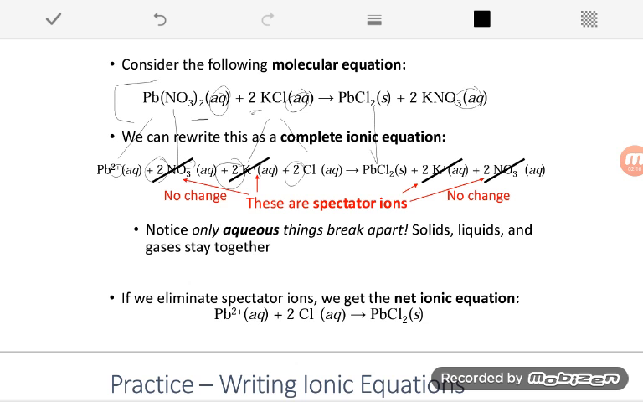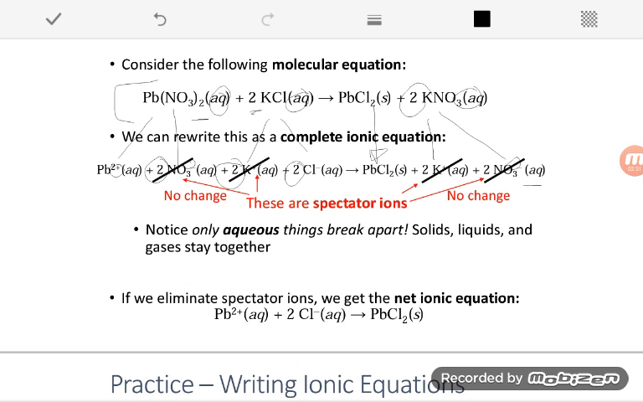The solid thing does not break apart. It is not aqueous, it is not soluble, so it does stick together as lead chloride. Potassium nitrate also breaks apart. Once again, we had a 2 out front, so since we had 2 compounds, that will generate 2 potassiums and 2 nitrates. And we always put the charge and the phase on everything.